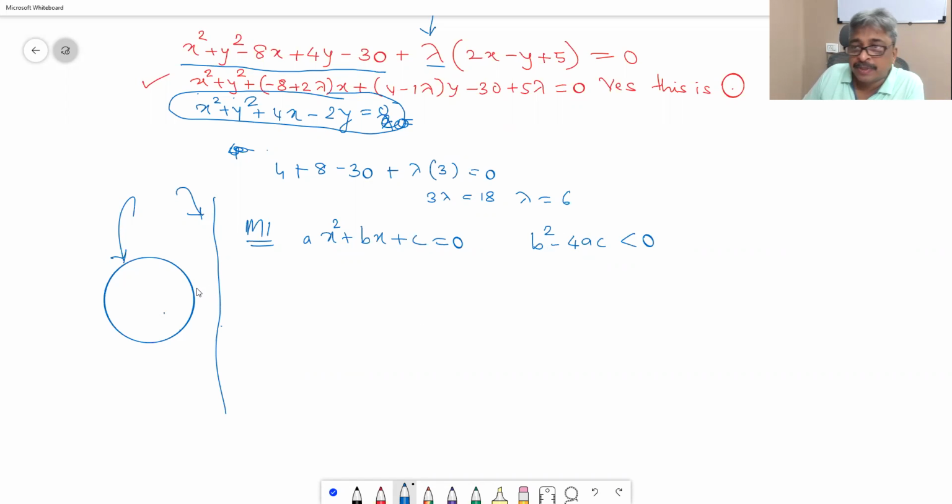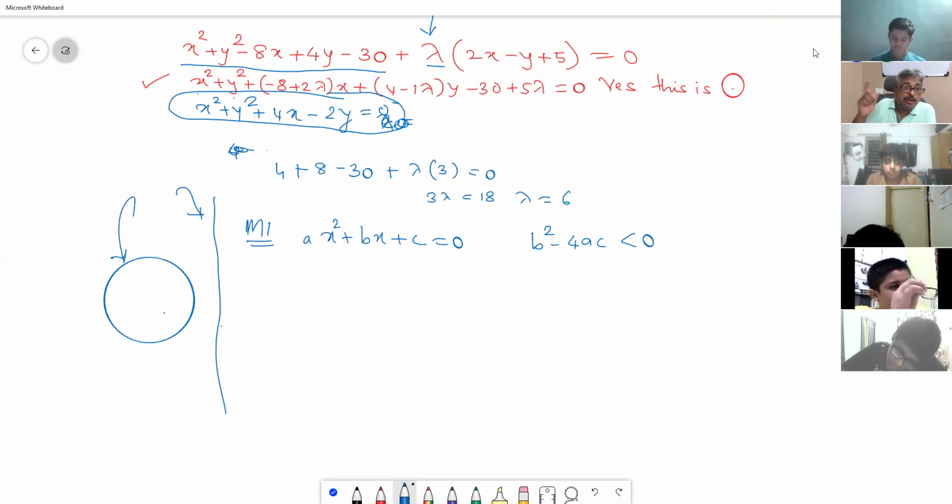But still we can find the family of circles passing through the intersection. Maybe those are imaginary intersections, but through those imaginary intersections there will be infinitely many circles passing, and we can find the equations of those. That is algebra taking over geometry. Understand this. This is algebra taking over geometry.